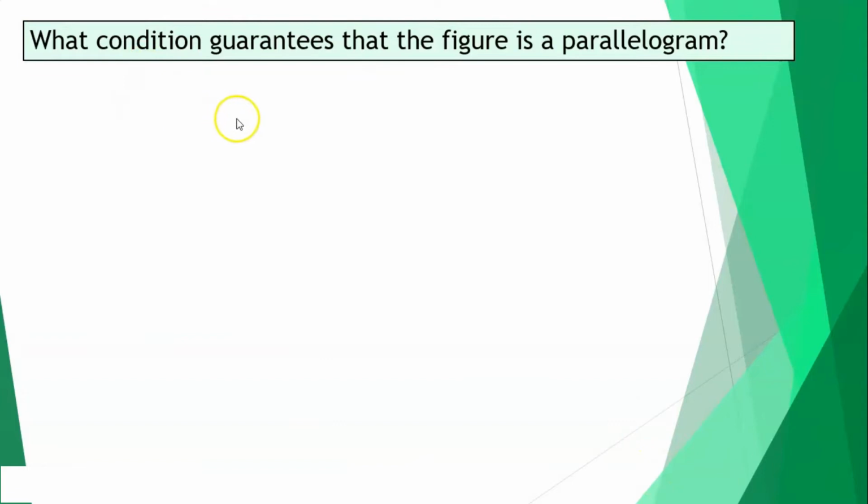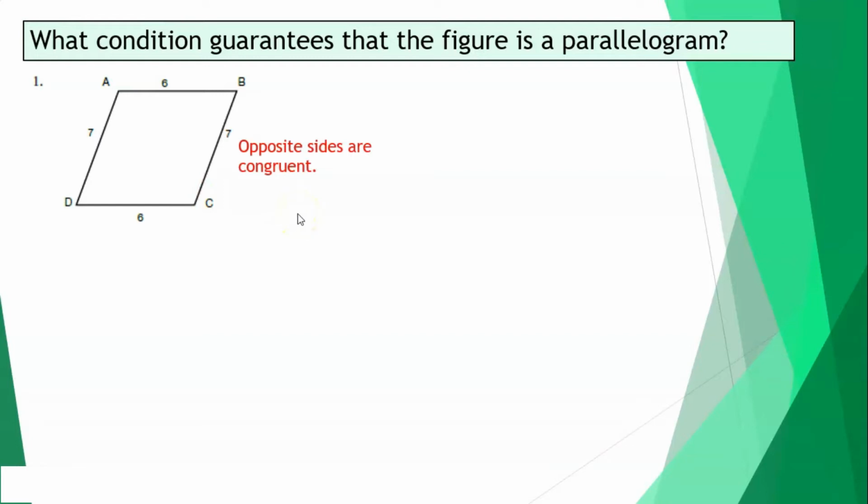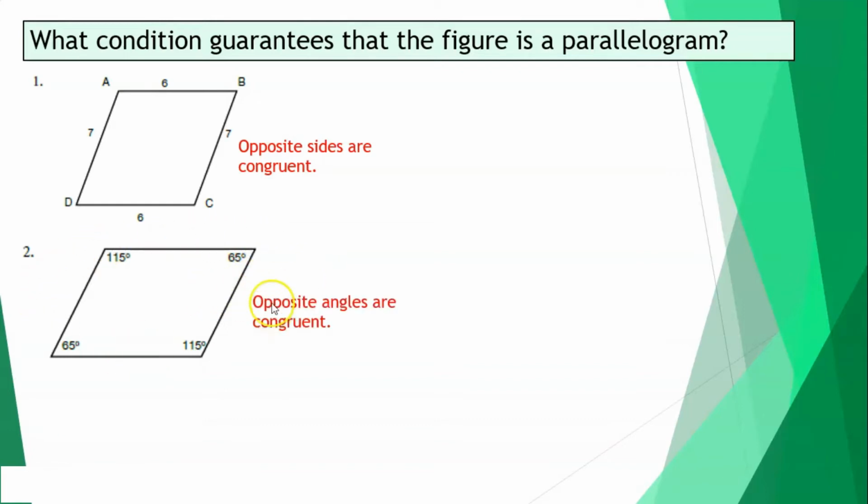Now, given this, what condition guarantees that the figure is a parallelogram? Given this, you have AB is 6, CD is 6, AD is 7, and BC is 7. Now, this one is a parallelogram because the opposite sides are congruent. Okay, another. Given this angle is 115 degrees, the opposite is also 115. This angle is 65 degrees and its opposite is also 65. Now this one is a parallelogram because opposite angles are congruent.